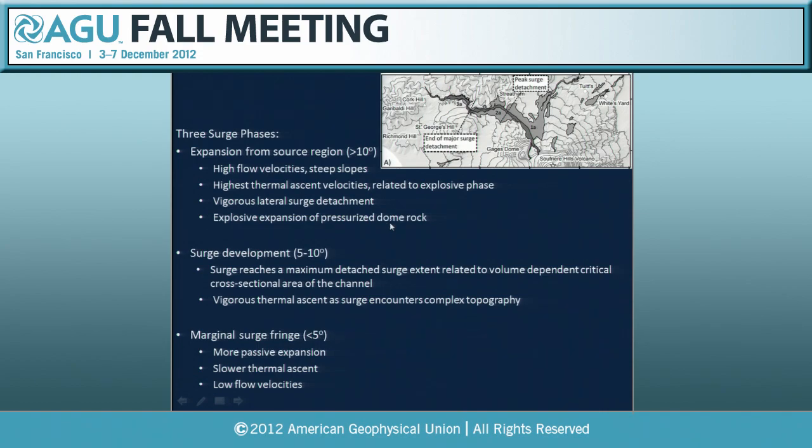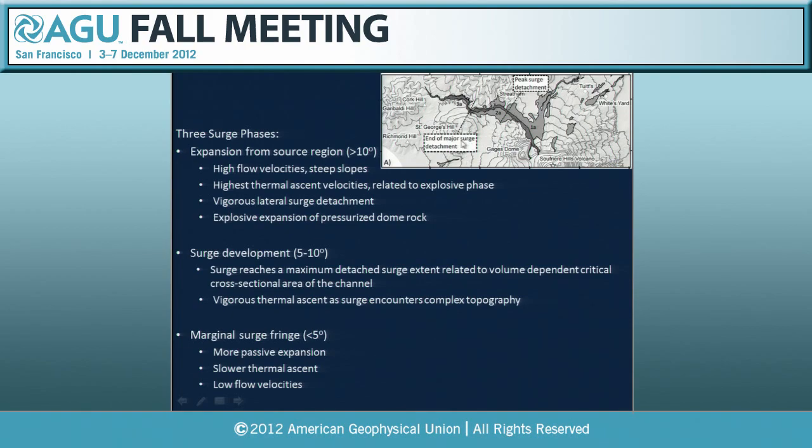I just want to summarize what we're thinking about these surge phases. In the proximal region, you have this expansion, slopes greater than 10 degrees, high flow velocities, steep slopes. You have some of the highest thermal ascent velocities, but these are probably related to the explosive phase. You have really vigorous lateral surge detachment. And we think this is all related to the explosive expansion of pressurized dome rock, so really things that are taking place in the proximal area.